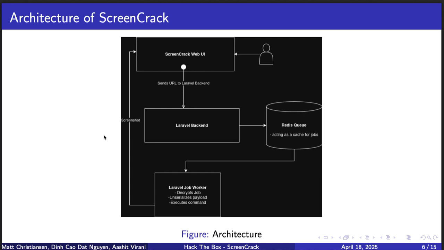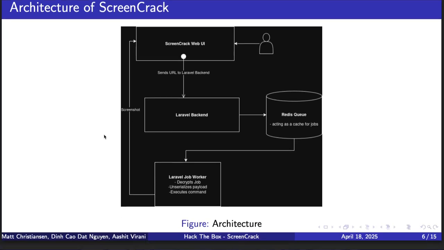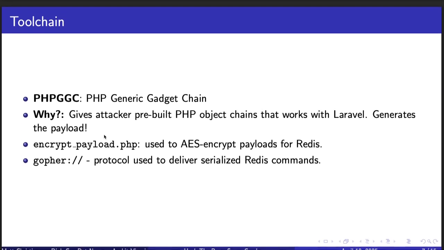So you have the user interfacing with the UI. That URL goes to the Laravel backend, which goes to the Redis cache, and then the job worker will take the data from the cache, decrypt the job, unserialize the payload, execute the command, and then deliver it to the UI. This is the tool chain being used.